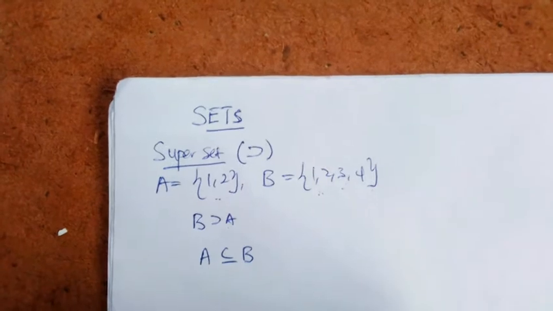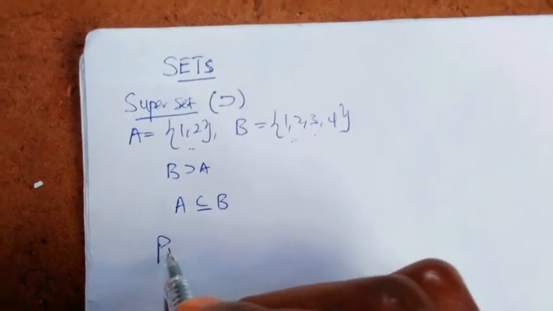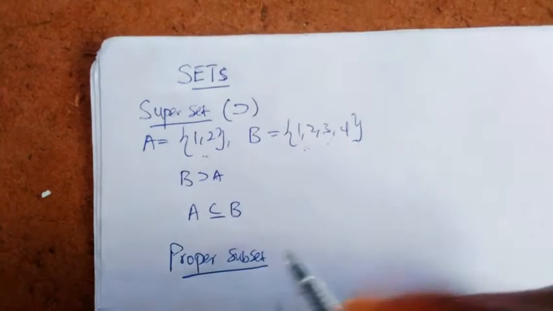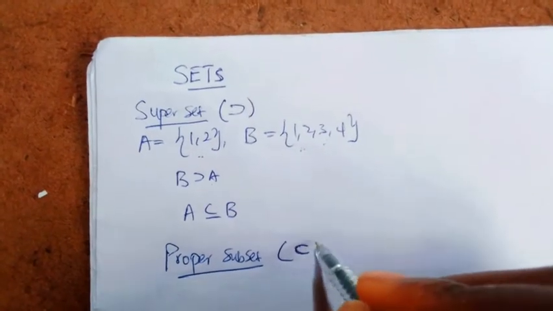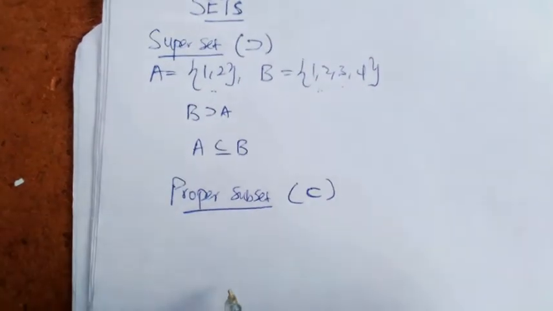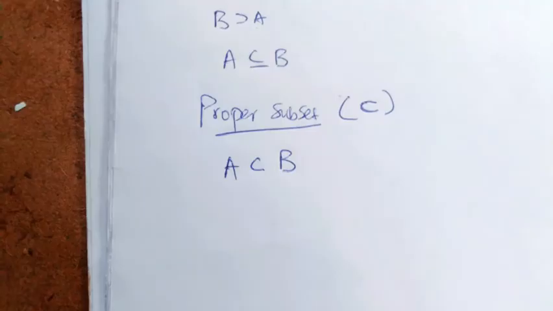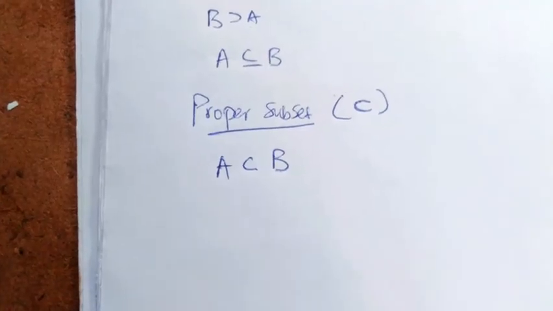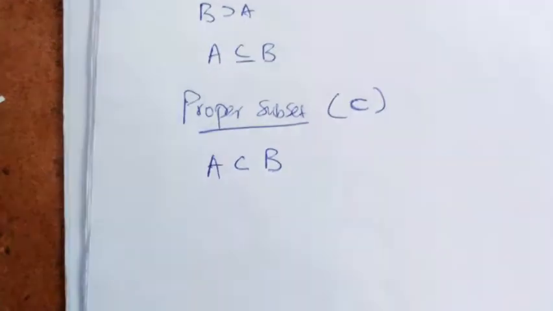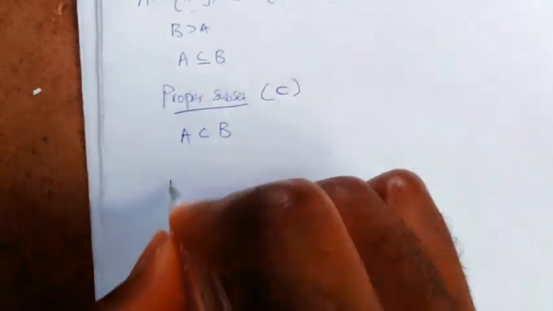Now that's superset. Now for proper subset, this is noted as this. Now, from our example above, A is said to be a proper subset of B, if all the elements in A can be found in B. It is related to subset also. So that's for proper subset.